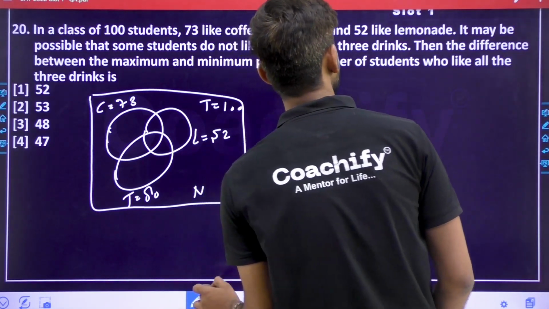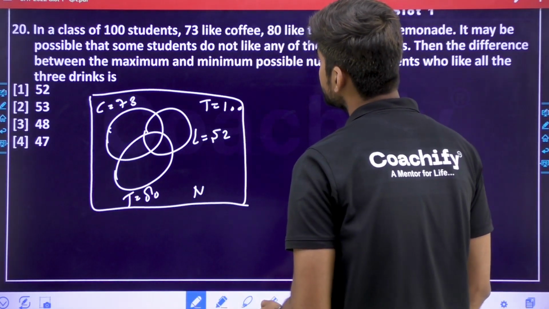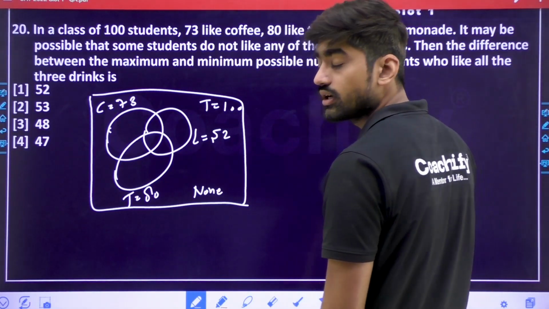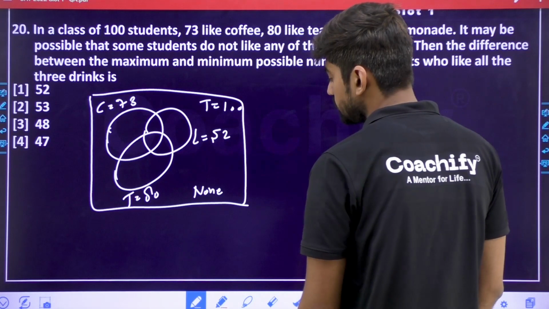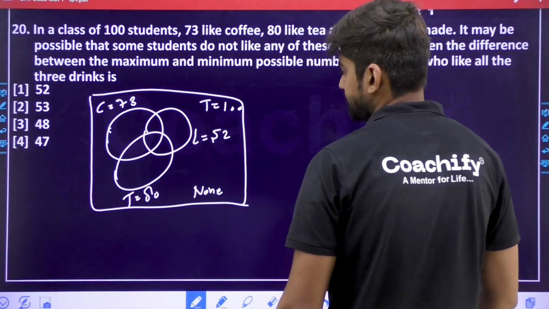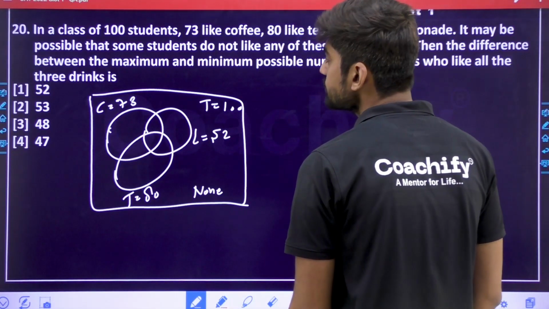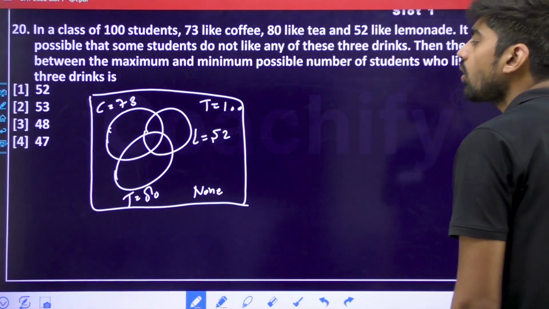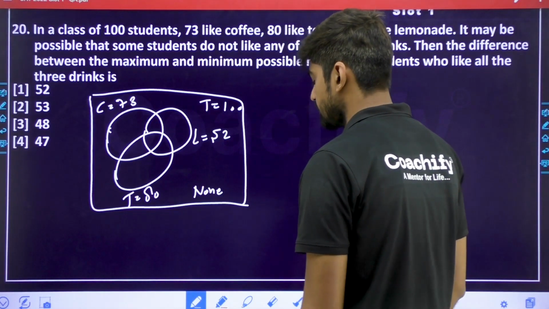Now the question says that it may be possible that some students do not like any of these three drinks. That means there may be a possibility that some of them don't like any of these drinks. Now, the difference between the maximum possible value and minimum possible number of students who like all of the three drinks is, that's a good question.